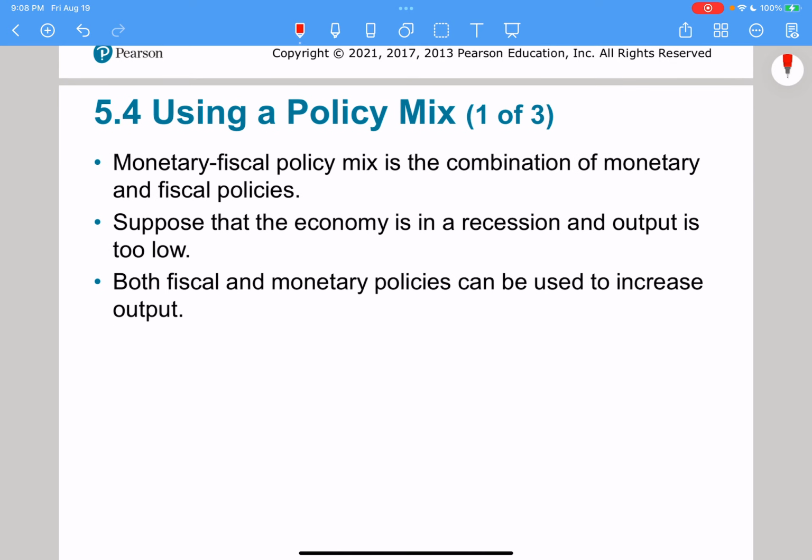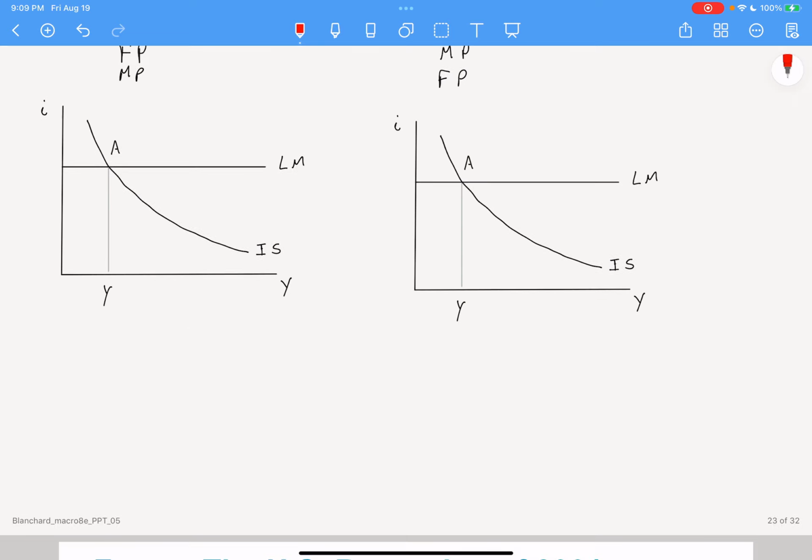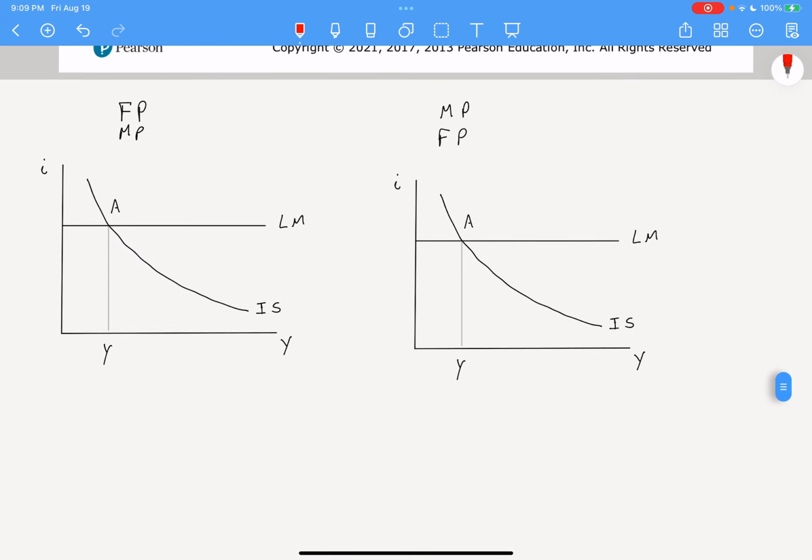Using the mix, you can use at the same time a fiscal and a monetary policy. So the monetary-fiscal policy mix is the combination of both of them. And let's start with the following. Let's suppose that the economy starts in a recession, right? How can you use both policies to make things better? Well, you can do the following. Let's start with my example here.